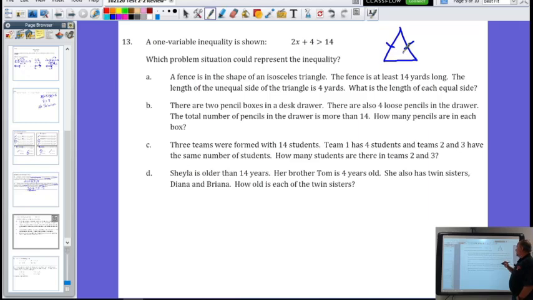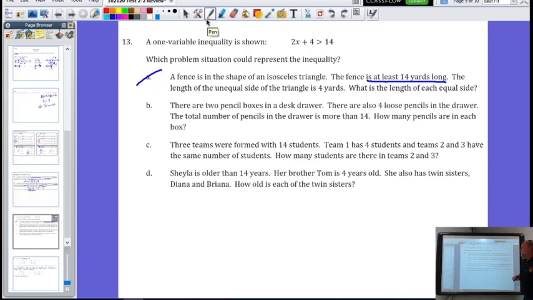The fence is at least 14 yards long. Well, right there should tell us I can eliminate that answer. Because at least 14 yards, that means it could be 14 yards or more. This problem right here says it's got to be more than 14. So A is out.